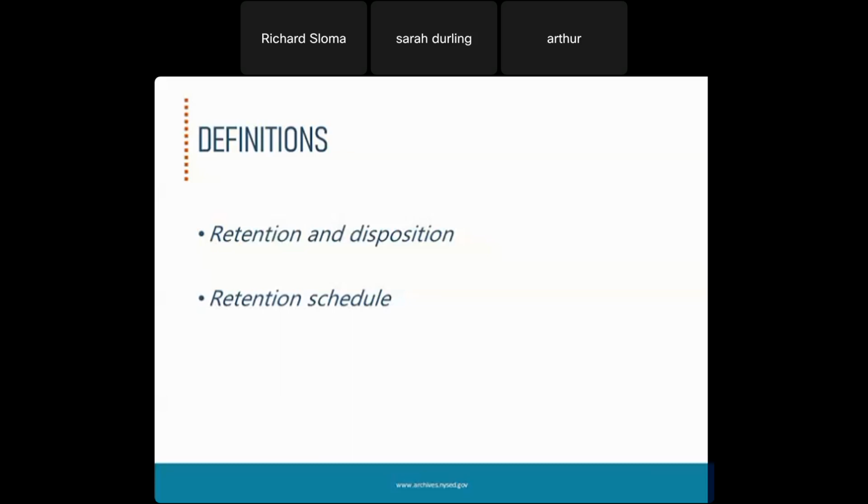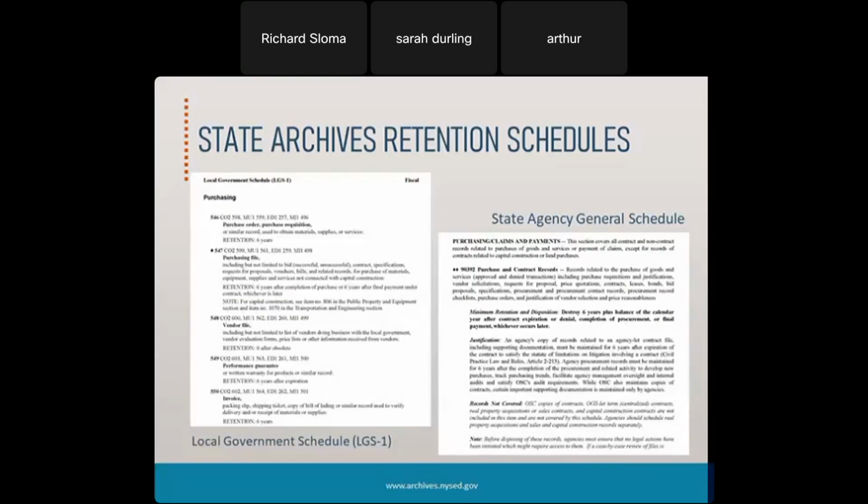Then there are retention schedules, which are legal documents adopted by local governments and state agencies that provide the basic information you'll need to effectively and efficiently manage retention and disposition. So let's take a quick look at a couple of examples. These are screenshots showing various purchasing records in both the Local Government Retention Schedule, LGS-1, and the State General Schedule. The LGS-1 is a comprehensive document that covers all records maintained by local governments, whereas the State General Schedule typically only covers fiscal, administrative, and personnel records common to agencies. State agencies also use agency-specific retention schedules that cover those records which are fairly unique to their organizations and are not found in the general schedule.